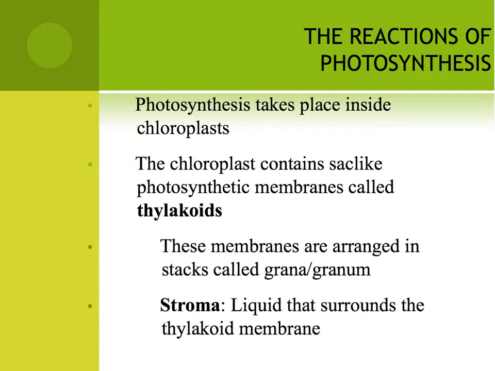So again, photosynthesis takes place in the chloroplast. It contains those thylakoids, those disc-like structures. And remember, I said if they are in a stack, we refer to that stack as a grana for plural, and granum for singular. And then stroma, remember I talked about that when we talked about the chloroplast in the last unit. Stroma is the liquid portion of the chloroplast that surrounds the thylakoid membrane. So now we're going to look at each part and what role it plays in photosynthesis.